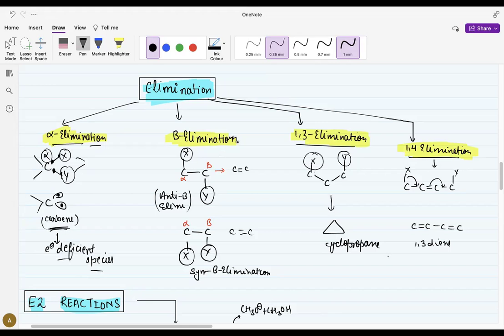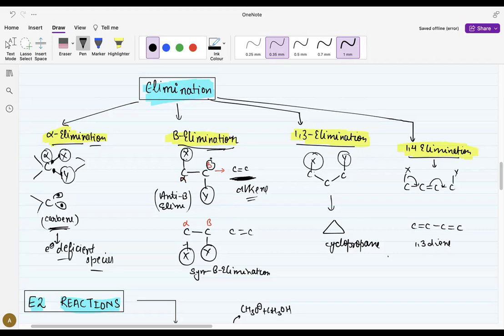Second example which is there in your syllabus is beta elimination. Beta elimination means, let's say we have X and Y on two carbons. Let's say we have X on this carbon, which will be known as alpha carbon, and the adjacent carbon will be known as beta carbon. If I remove X and Y from both the carbons, we will get a double bond, we will get alkene. If we remove both X and Y, we get alkene.